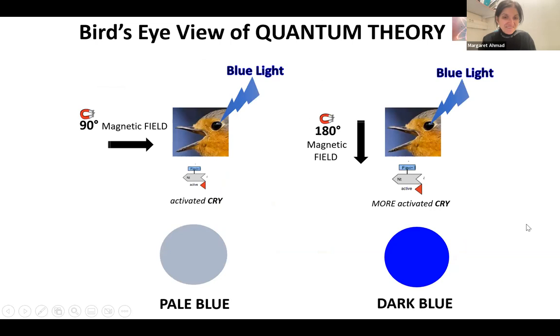Next, final. So here I thought I'd finish with something fun, which is, what is a bird? What does a bird see? How does he see quantum theory? You know, what is a bird actually seeing?